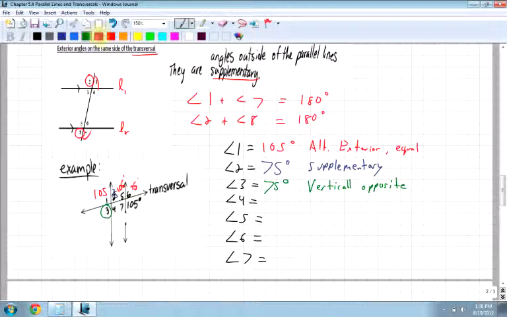Next one I have is angle 4, which is over here. And you could say a bunch of things. It's vertically opposite to 105, or it's supplementary to angle 3, or it's supplementary to angle 2. Let's go with vertically opposite. I like that. It's easier. So angle 4 and angle 1 are vertically opposite, and therefore it's 105 degrees. Oops, I forgot the Y. So vertically opposite. And remember, those are equal.